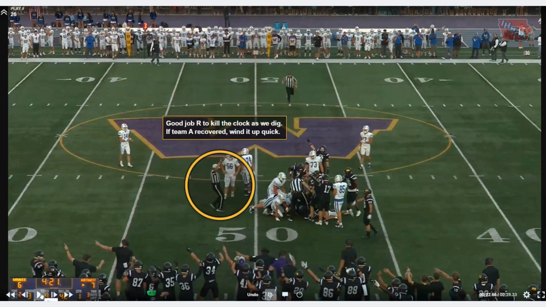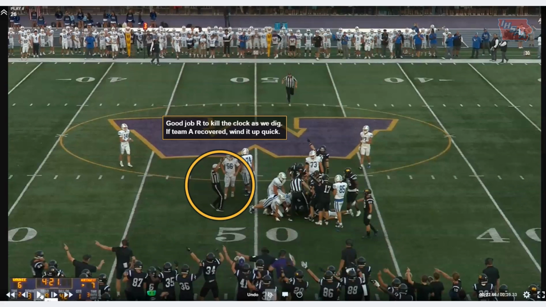Good job here by our referee. We're going to be momentarily digging, so we want to stop that clock. If we get Team A recovering this ball, we just wind it up again quick. All right, so good job. Handled pretty well by this crew on the play.